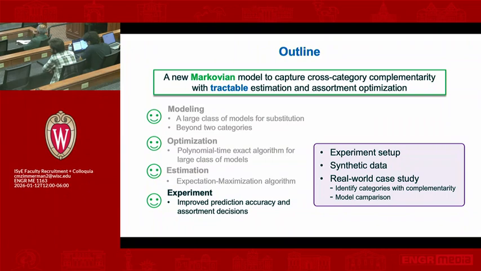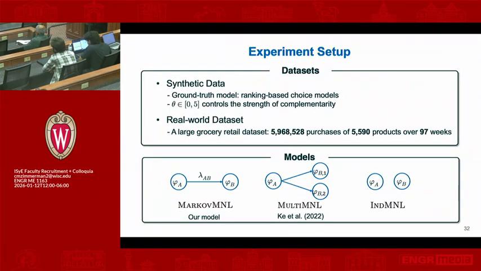So here we have results for both synthetic data and real-world data. Let me start with the data sets. For the synthetic data, we generate the transactions using a very general ranking-based choice model. Here, we control the strength of complementarity using the parameter theta, so we can see its influence on model performance. For the real-world data set, we use a large grocery data set from a major US retailer that includes near 6 million purchases over 90 weeks.